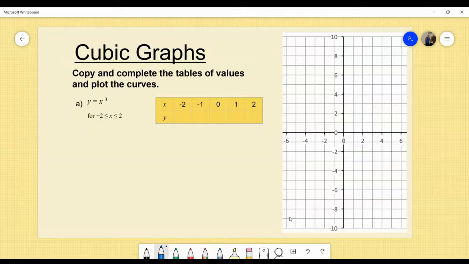Okay, so for this lesson, we're going to have a look at how we draw cubic graphs. So you're going to need to draw out the table and the graph as well. So making sure that you're using either square or graph paper wherever possible, and that you've got an equal spacing between each of the numbers.